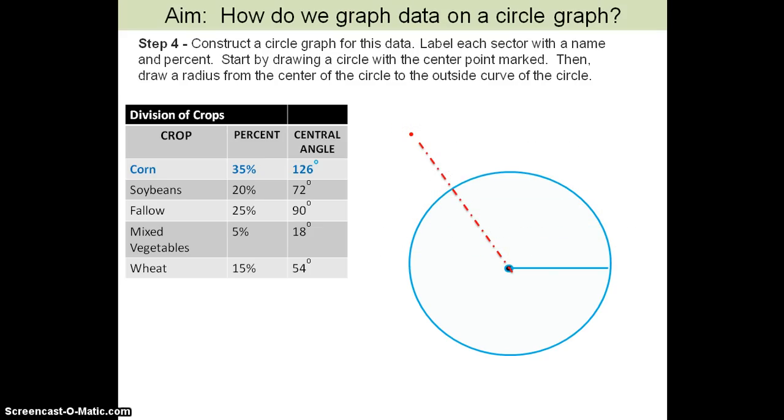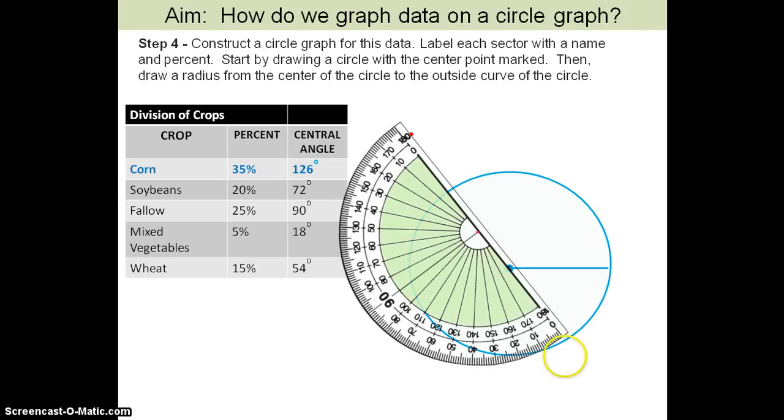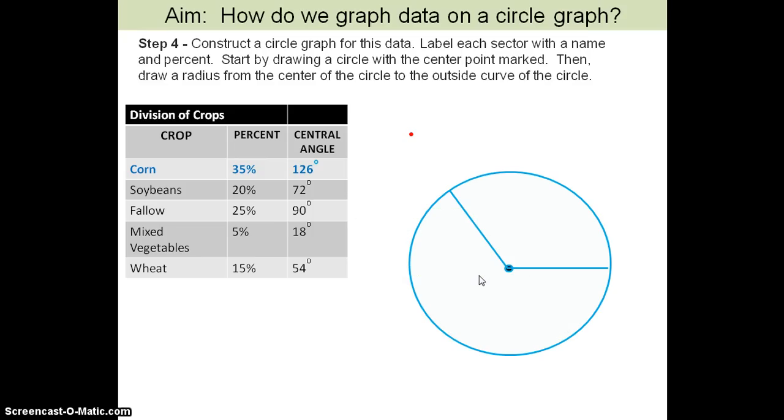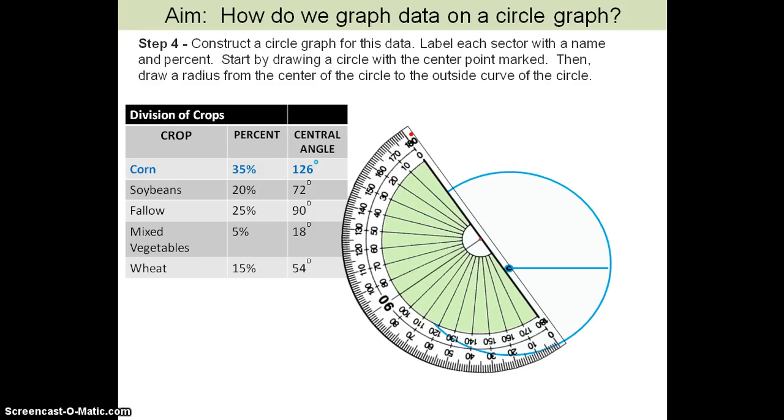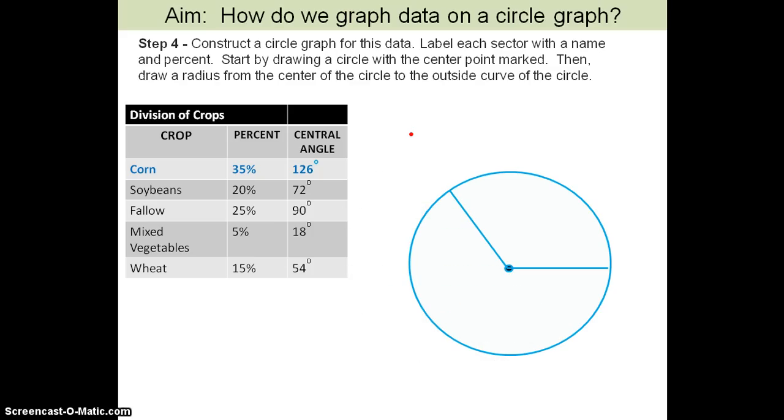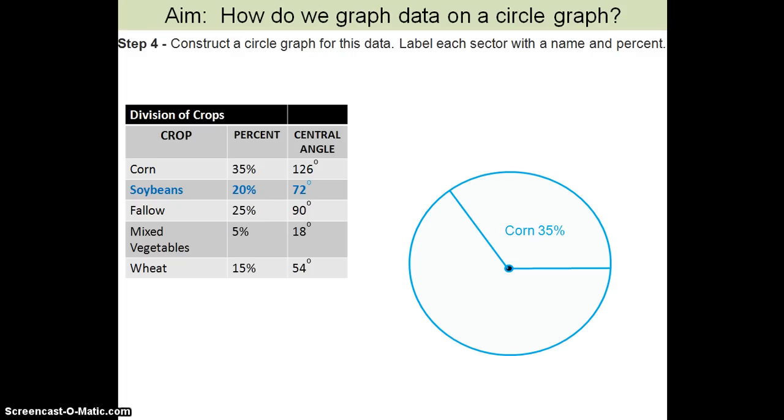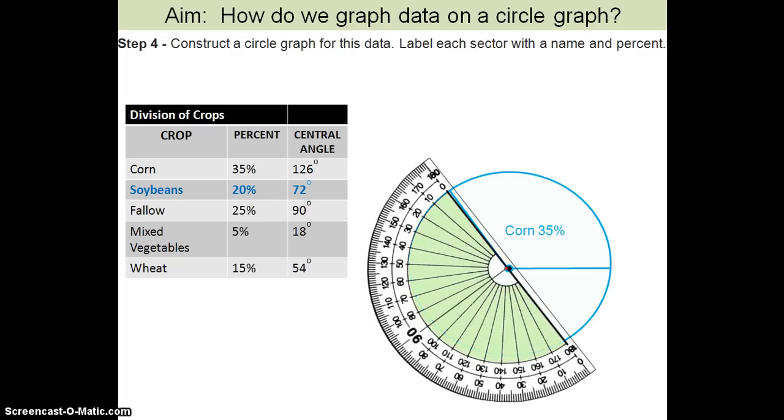Then you can remove the protractor, turn it around, and line up the straight edge. Make sure that it is straight, and draw a line. Once we have the line drawn, then we remove the protractor. We need to label the sector or the wedge as corn and then write in the 35%. We're going to repeat this same process for each sector.